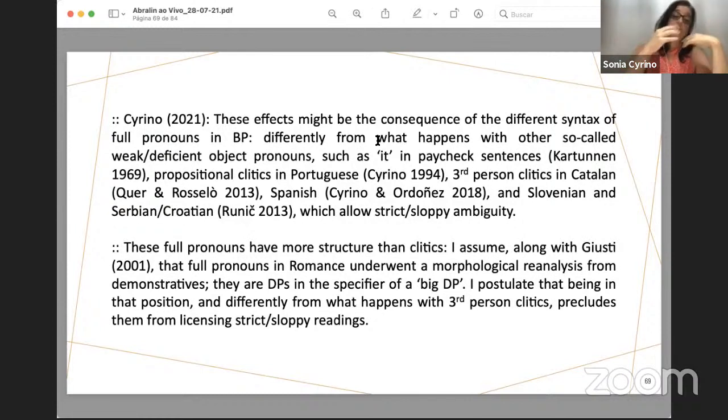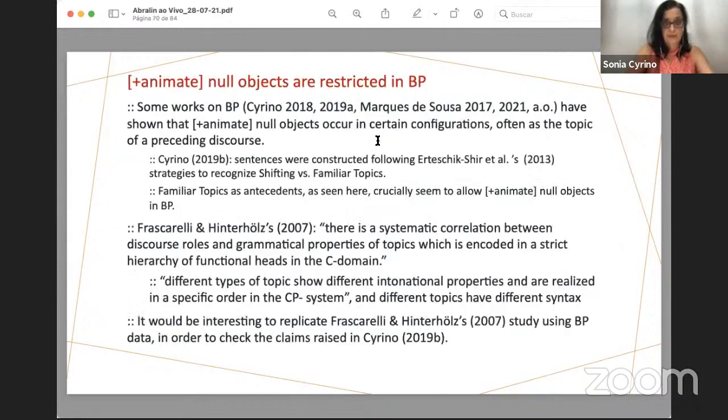And so my proposal, investigation, is that these pronouns, full pronouns, have more structure than clitics. So assuming Giusti, for example, 2001, full pronouns in Romance are the result of morphological reanalysis from demonstratives. So they are DPs in the specifier of a big DP. So being in that position, and differently from what happens with third person clitics, is what precludes them from having strict and sloppy readings.